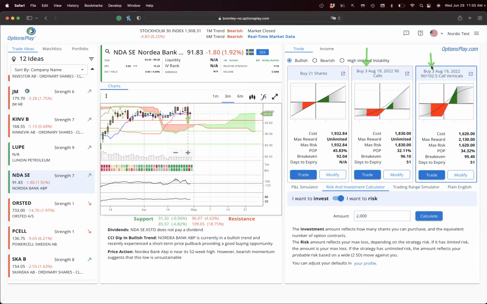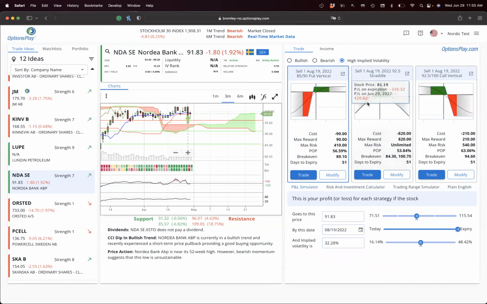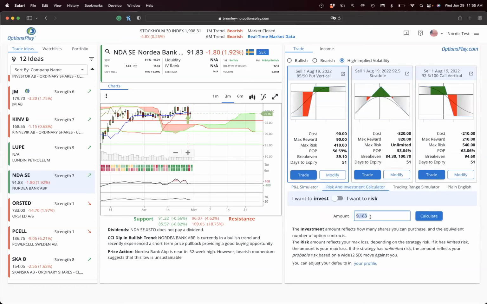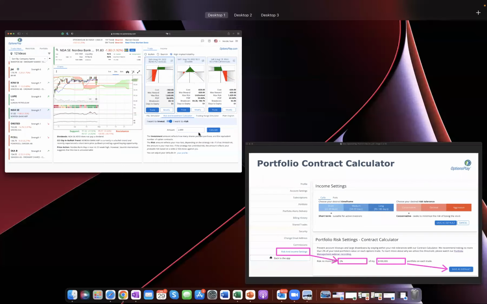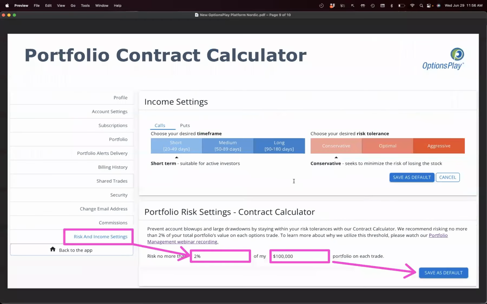number of contracts. And this will work for any strategy, whether you're looking at high implied volatility strategies. It will basically automatically select 2,000 for you, and it will calculate the number of contracts you can sell if you were trading one of these strategies. And it doesn't matter what strategy you're choosing, it will automatically do that work for you.